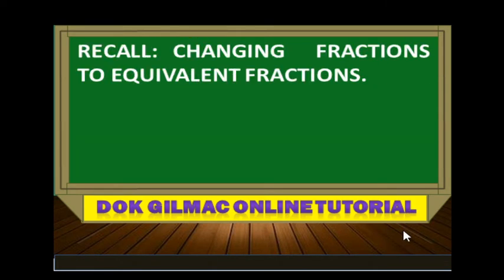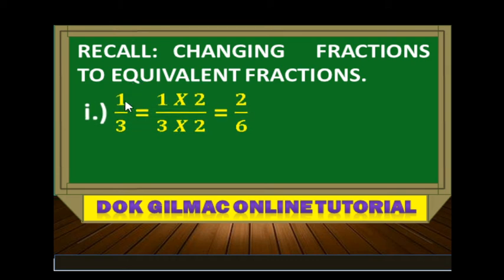Recall, changing fractions to equivalent fractions. 1/3 is equivalent to 2 over 6. Why? Because we just multiplied 2 in the denominator and numerator. So 1 times 2 all over 3 times 2. So we have 2 over 6. So take note, 1/3 is just equal to 2 over 6. Common factor is 2.